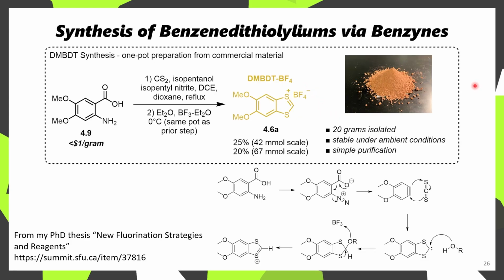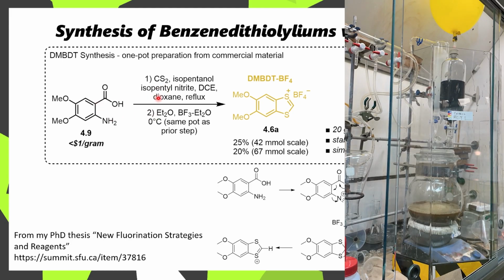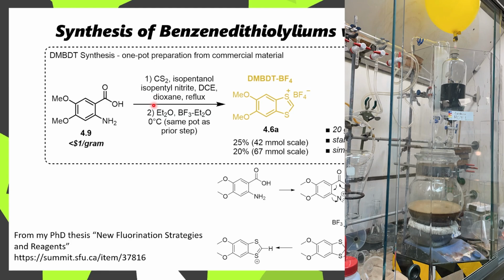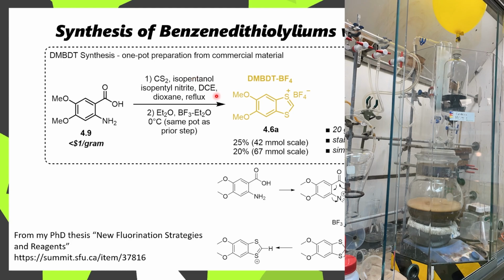So if you wanted to do carrier-added radio labeling, it's also possible to use this methodology for that. To prepare benzene dithiolylium tetrafluoroborate, or even substituted derivatives, all you have to do is take an anthranilic acid, treat it with carbon disulfide and isopentyl nitrite in dichloroethane and 1,4-dioxane, and reflux it. For this reaction, the anthranilic acid is dissolved in hot 1,4-dioxane, and that's added dropwise to the solution of the remaining ingredients. This is done over a period of a couple hours, and I'll include a video of this that I have here.